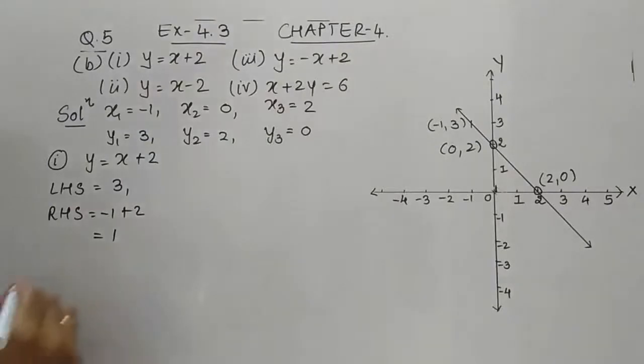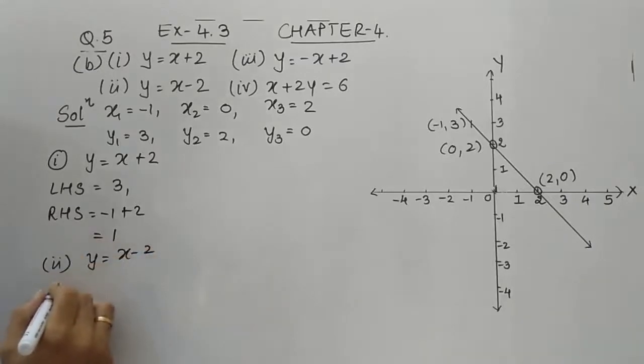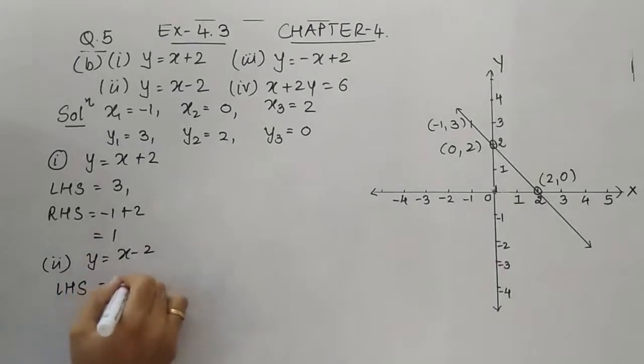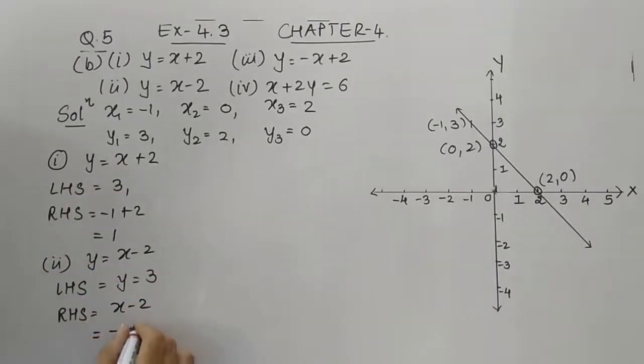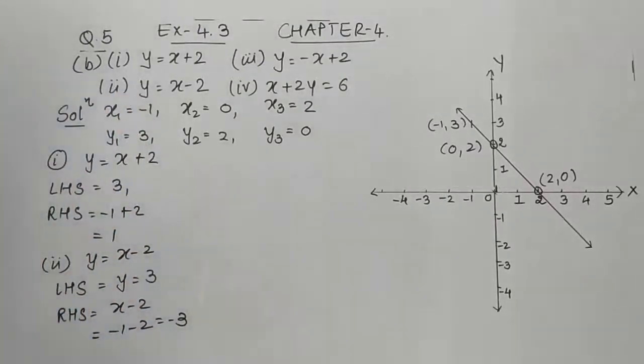We see the second equation. Let's go for the second one. It's y is equal to x minus 2. Again we put y as it is. So the value of y is 3, and the RHS is x minus 2. So x is -1, minus 2, so that comes to -3. So again we can see that 3 and -3 are not the same. So again x and y is not the solution of the second equation.